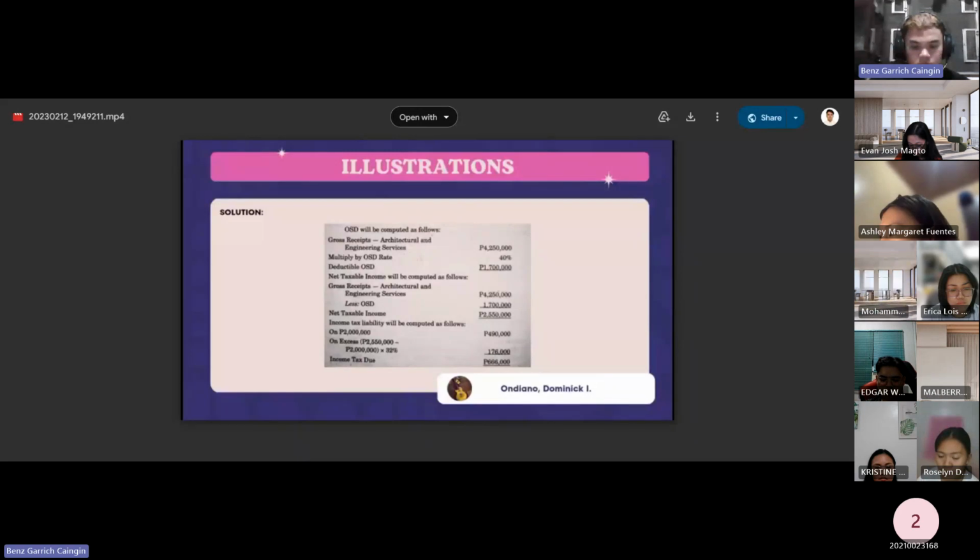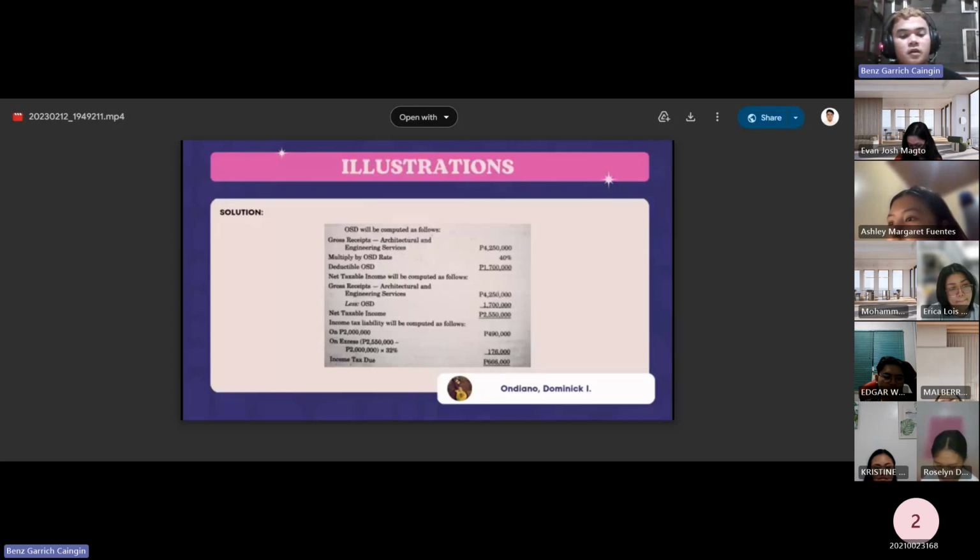Now for income tax liability, it will be computed that on 2 million pesos, it will be 490,000 pesos. On the excess, 2,550,000 minus 2 million pesos, which then will be multiplied by 32%, the product of that would be added to the first one, which is 490,000 pesos plus 176,000 pesos, which will then give you the income tax due of 666,000 pesos.